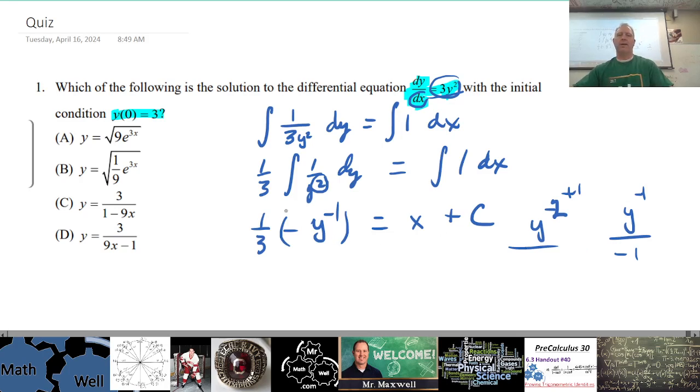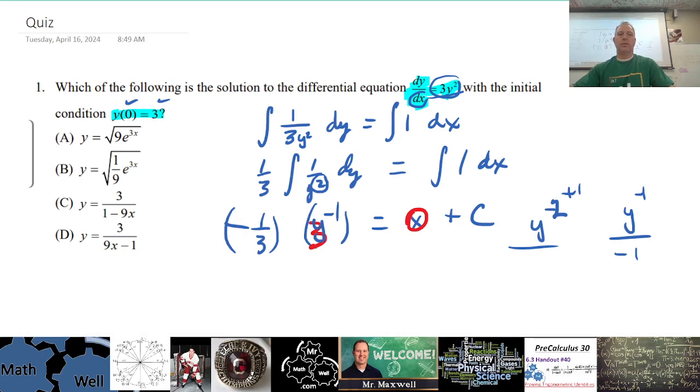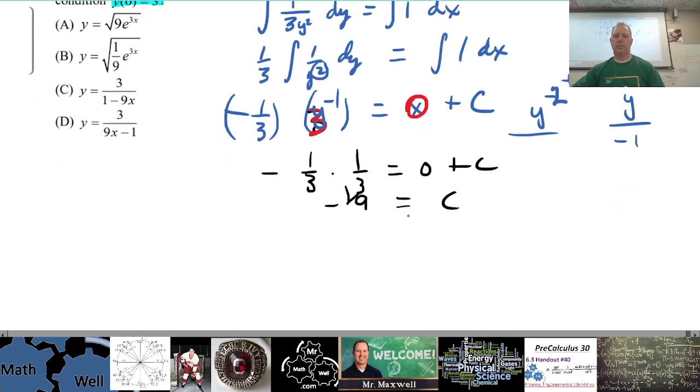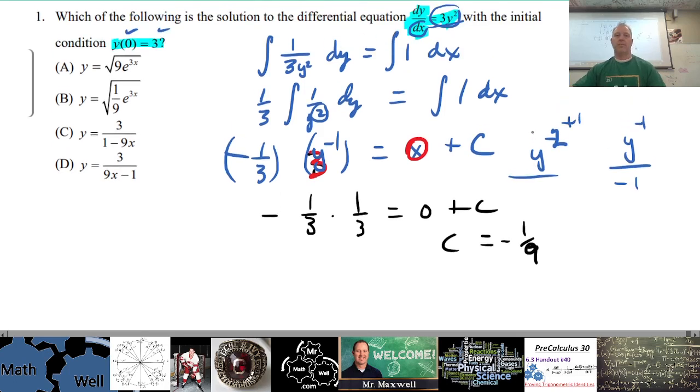Everyone that asked? Okay. All right, so this is going to be a negative 1/3. Let's pull that out there so it's not too confusing. Now we do have initial conditions, so we'll plug x equals 0 in there, and y equals 3. And so this is going to be negative 1 over 3 times, this is 3 to the negative 1, so that's another 1 over 3, equals 0 plus c. So c is going to equal, looks like, negative 1/9. Okay, so we're getting there.